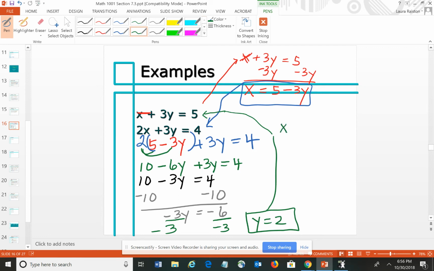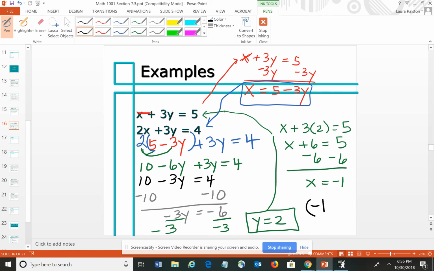So we have x plus 3 times 2 equals 5. So that's x plus 6 equals 5. Subtract 6 from either side. We get x is negative 1. So the ordered pair that would be the solution to this system is negative 1, 2. We always put the x first.